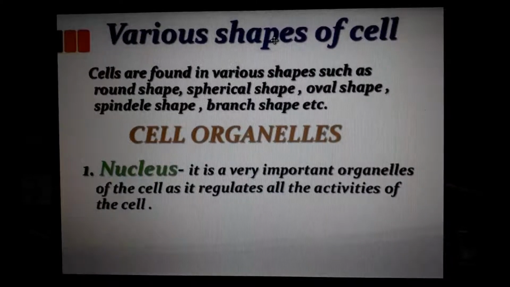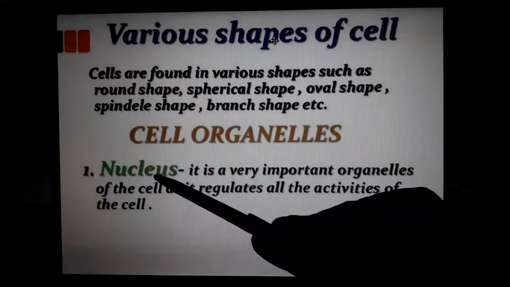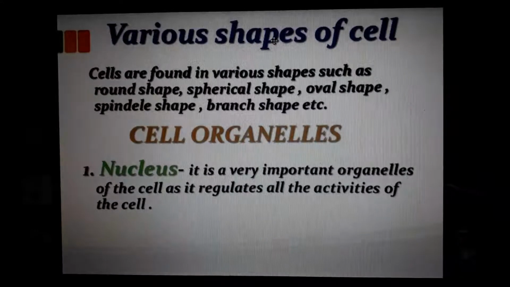Cell organelles, nucleus, the first one. It is a very important organelle of the cell as it regulates the activity of the cell. It is the controller. Nucleus regulates the entire activity of a cell, so it is also known as the controller of a cell.